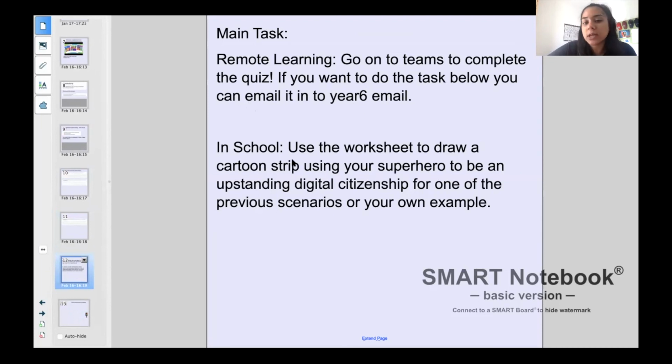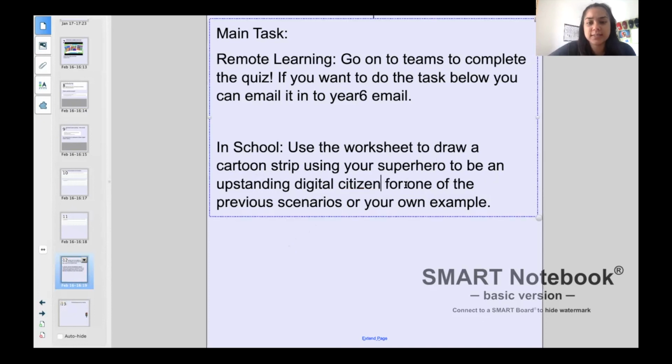So the task below would be a worksheet to draw a cartoon strip using your superhero to be an upstanding digital citizen for one of the previous scenarios or your own example. Okay, so let us know on the Year 6 email if you would like to have the worksheet to complete this task.